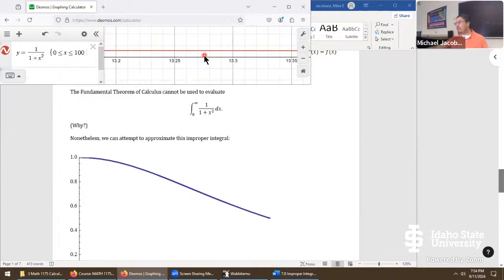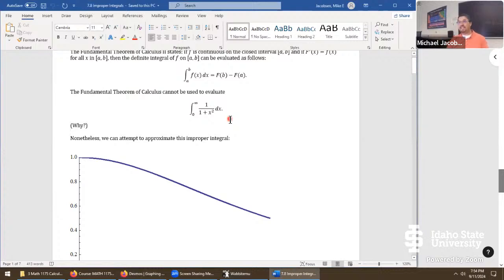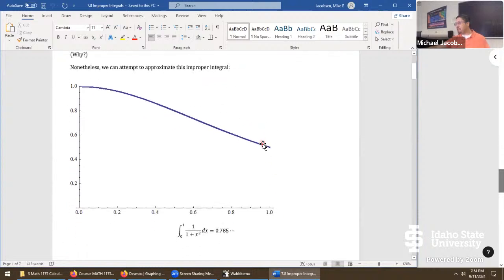Despite the fact that the area exists and keeps on going to the right forever, this might converge to an actual finite number. It just depends on the function. So we need to find that number, and here's how it starts. You cannot use the fundamental theorem of calculus right here, because of the infinity, but you can do something else. Just try to approximate it.